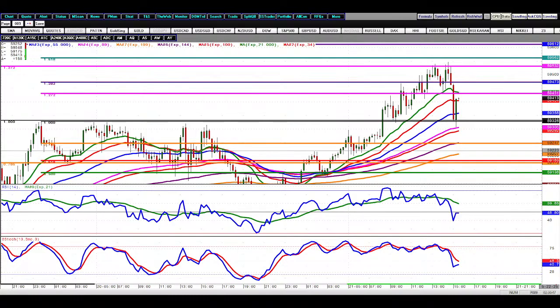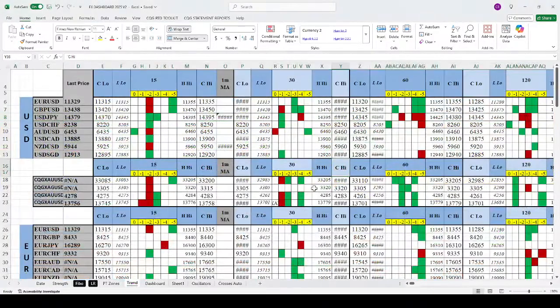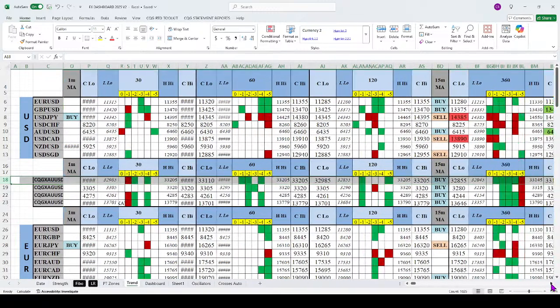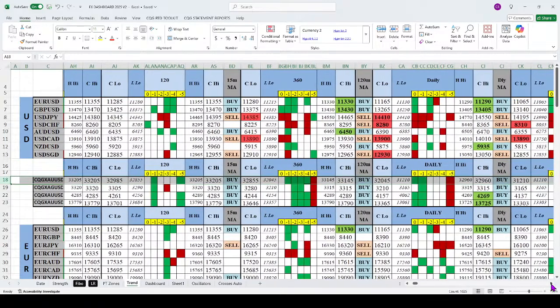Okay, now let's see the gold. Okay, the gold, then if we have the time, then we look into the others. Okay, let's see gold. Okay, gold is here. Okay, this is showing a daily up. Okay, gold is showing a daily up.